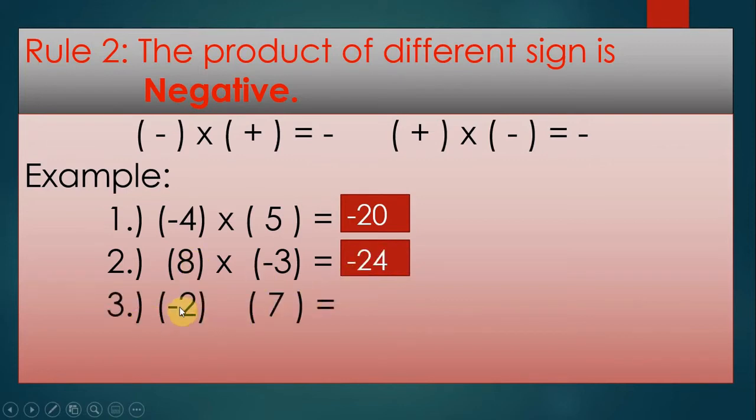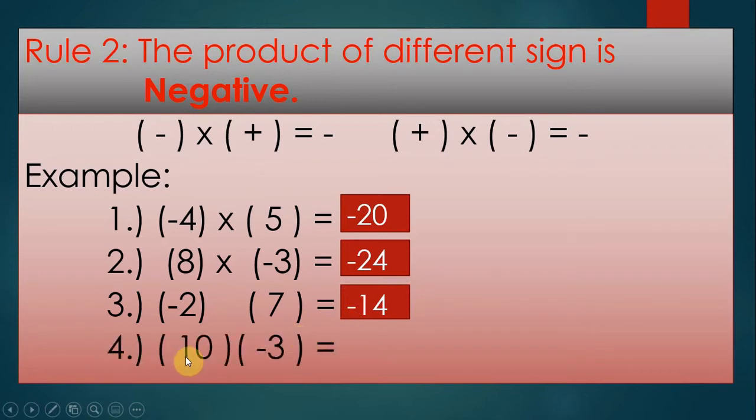Now number 3, do they have different sign or same sign? So they have different sign. This is negative and this is positive. Different signs. So obviously our product here is negative. So 2 times 7, it's 14. So our product is negative 14.